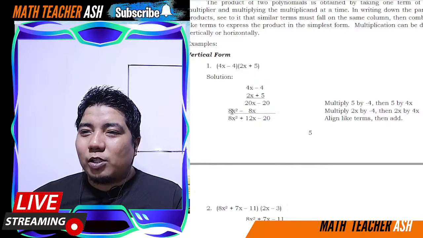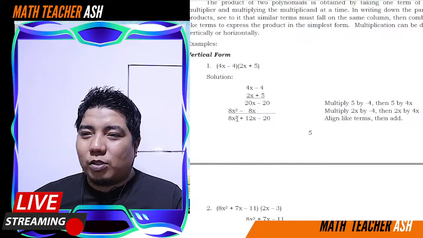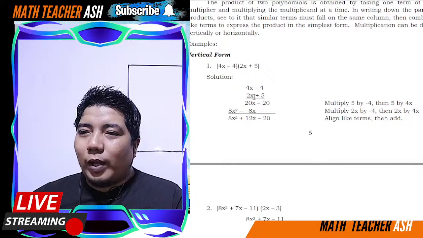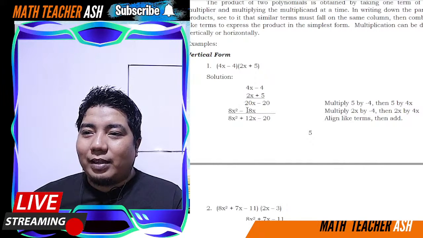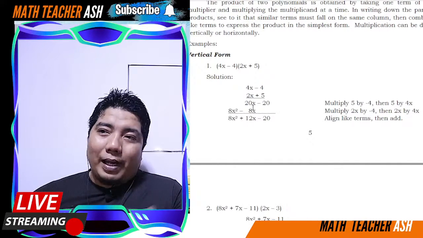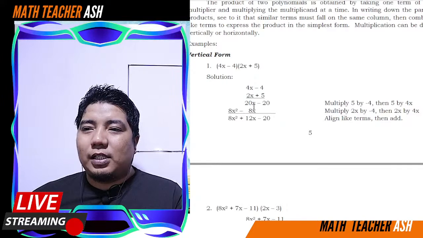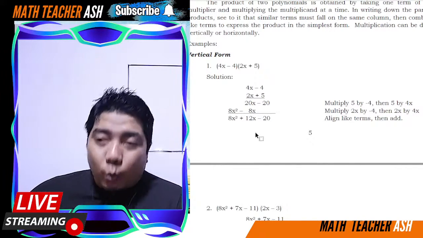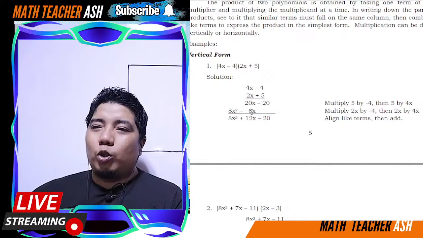So, since 8x squared here has no counterpart above, you just copy 8x squared. Now, here we have 20x and here we have negative 8x, so they are both x. Let's combine like terms. Since this is positive and this is negative 8, 20 minus 8 is positive 12. Okay, so plus 12x.